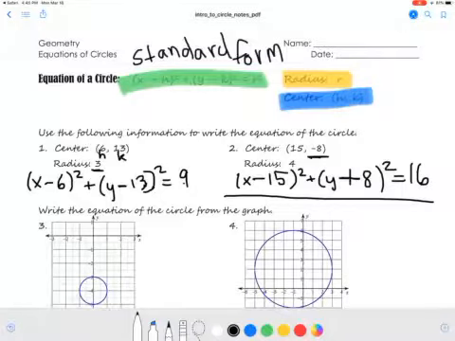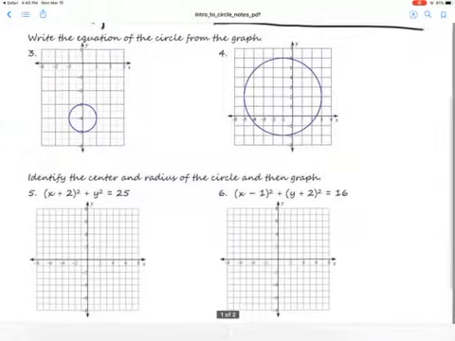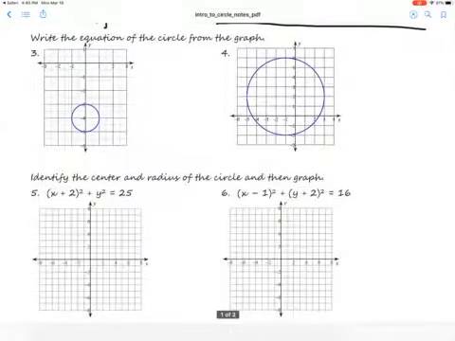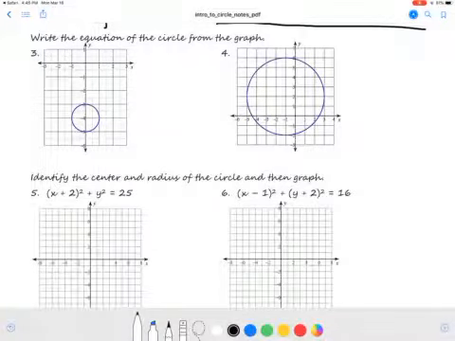Alright? So hopefully nothing too tricky yet. Now, if you're looking at a graph, and this is what your Delta Math is going to look a lot like, so number 3 and number 4. Alright, so it's giving you a picture. Now it says to write the equation. So we need to identify 2 things. First, we need to identify (h, k), or my center.